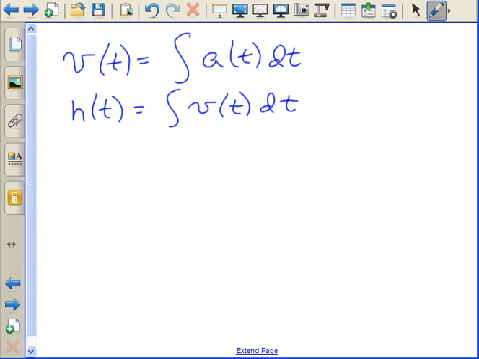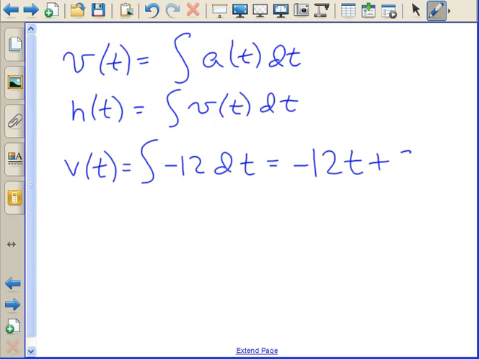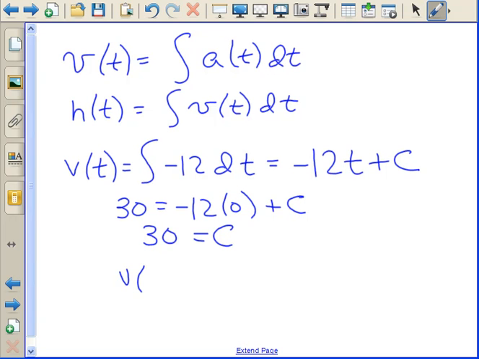So if we work our problem, let's find our velocity function. So v of t will be the integral of our acceleration function, which was a constant, negative 12. Using our integration rules for integrating a constant, this would be negative 12t plus c. Now we were given the initial velocity, that will be our c, but if we didn't remember that c was the initial amount, we can substitute in. So for v of t, we've got 30 feet per second, and that was at time 0. And if we solve that, we get c equals 30. So our velocity function is negative 12t plus 30.